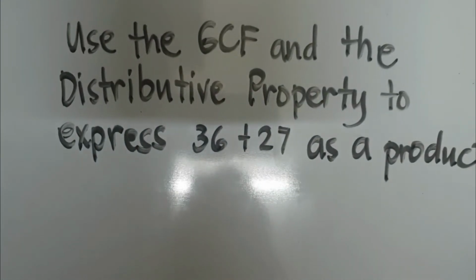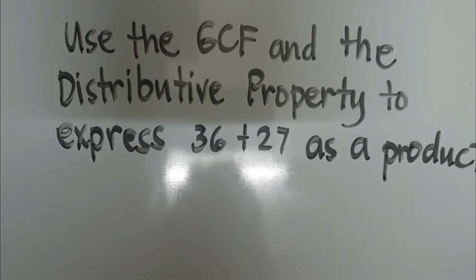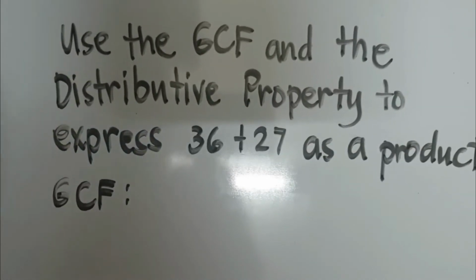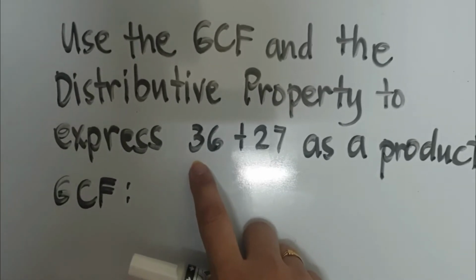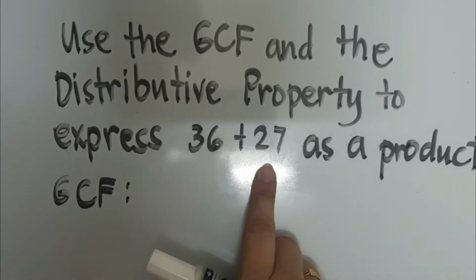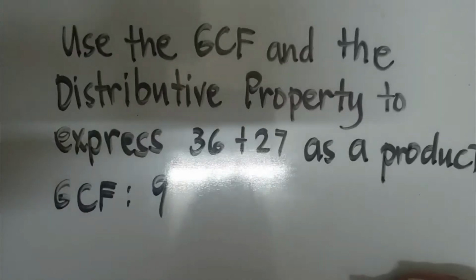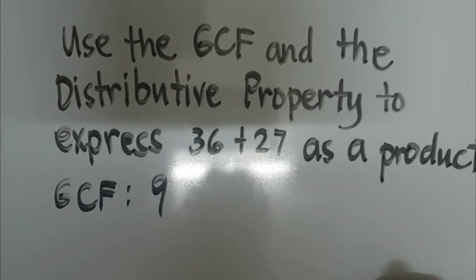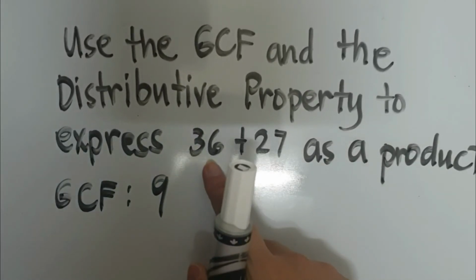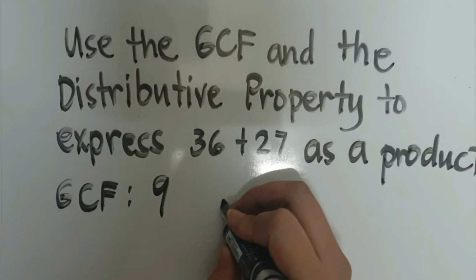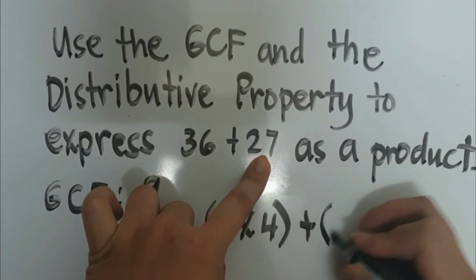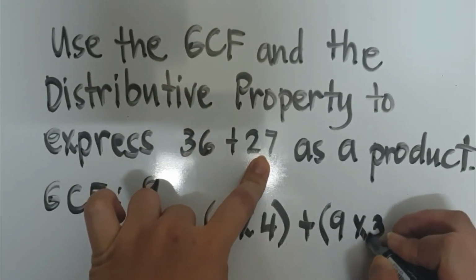Now, we will use the GCF and the distributive property to express 36 plus 27 as a product. So, we will get first the GCF, or greatest common factor, of 36 and 27. And the GCF of these two numbers is 9. Now, we will write each number as the product of the GCF and another factor. So, for 36, that is 9 times 4. Plus, 27 will be 9 times 3.